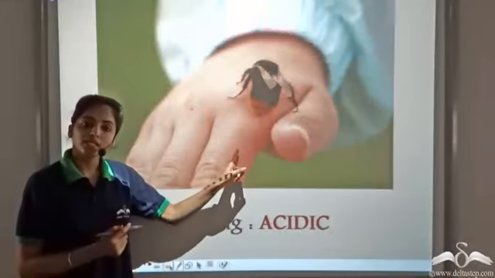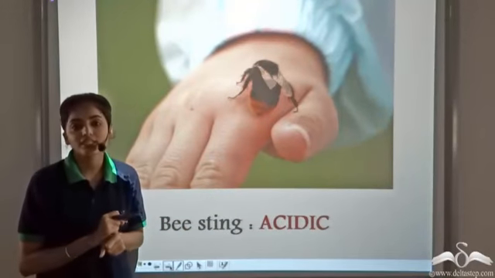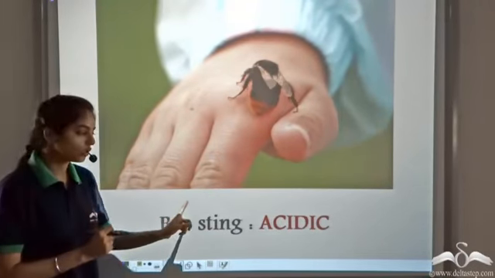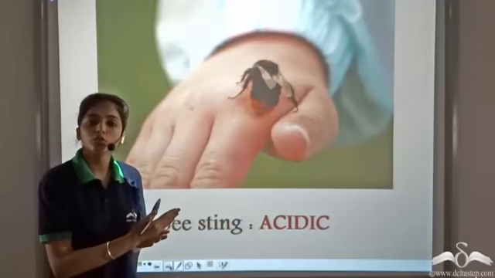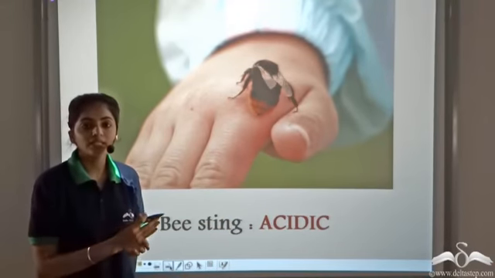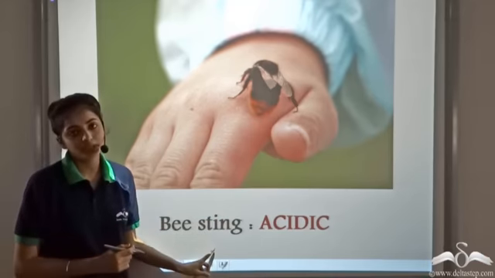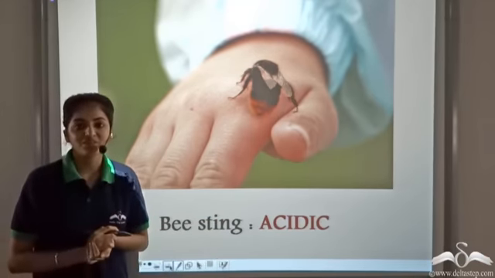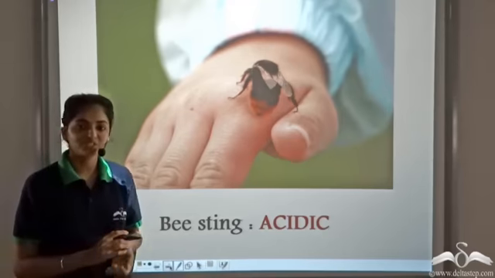You can wash that area with soap. Soap is basic in nature. When you react soap and the bee sting, it gives a neutralization reaction. It forms salt and water and hence it neutralizes the effect of the bee sting. So some knowledge of chemistry helps you in adverse situations like this.